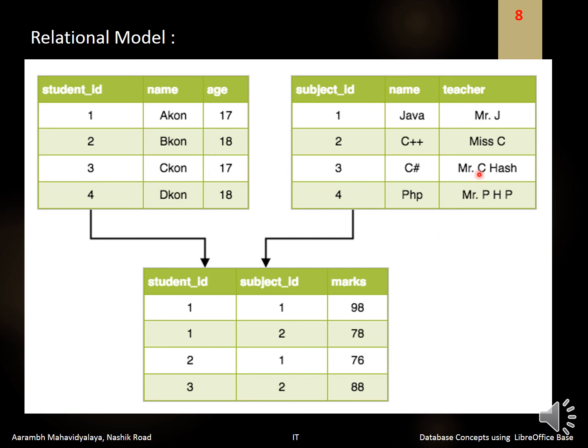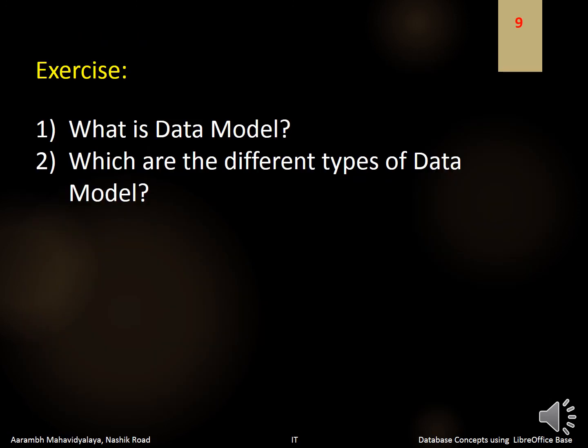These two tables get related on a specific key, and then from that specific key we get the third table. From the next lecture we are going to study this relational model in detail. Today's exercise: what is a data model? And the second question: which are the different types of data models? Okay, we will stop here today.